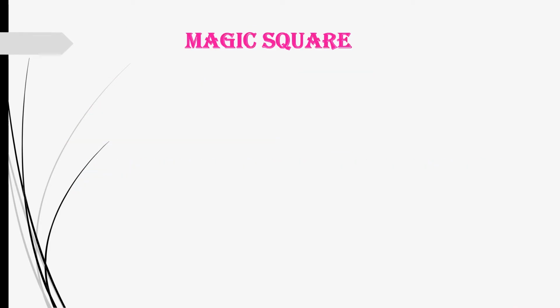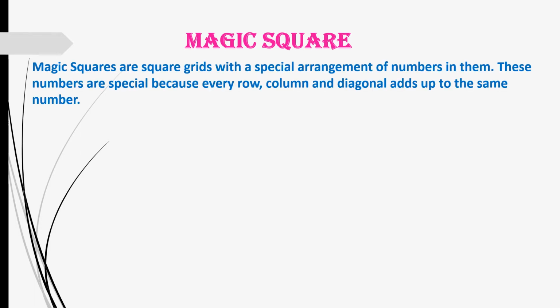Let's start with magic square. Magic squares are square grids with a special arrangement of numbers in them. These numbers are special because each row, column and diagonal adds up to the same number. Like the sum of each row, each column and each diagonal will be the same.